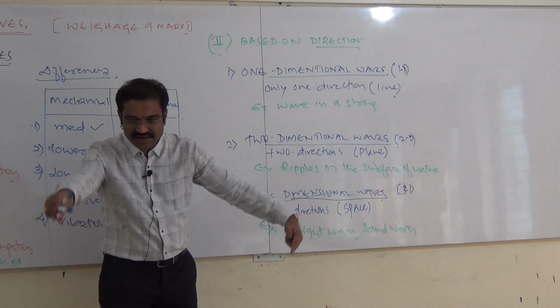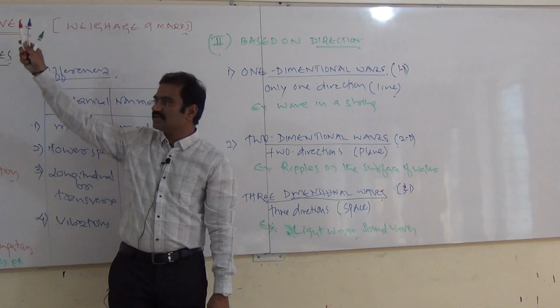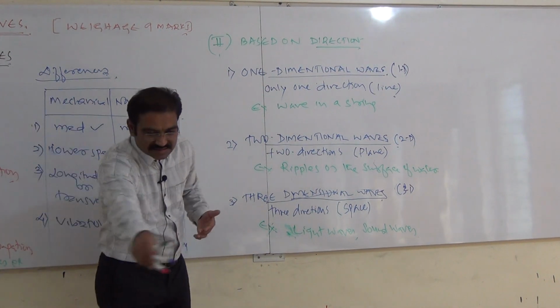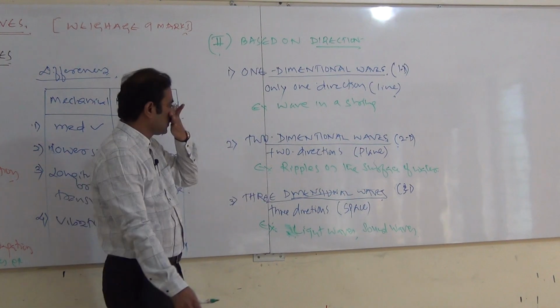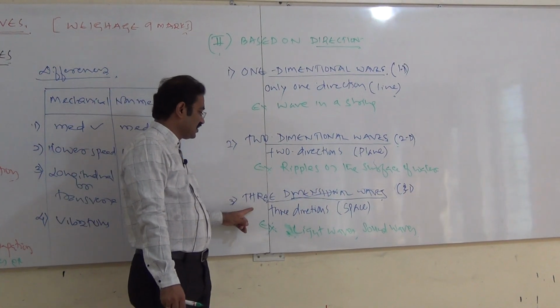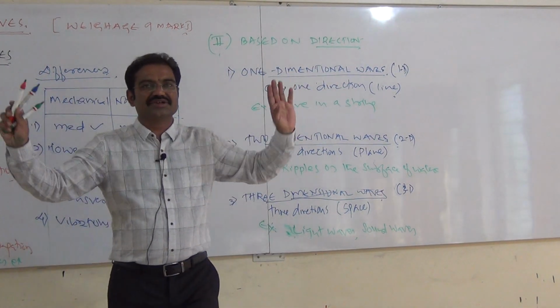So you can say XZ plane. This is x axis, this is y axis, this is z axis. This is called the xz plane. The movement happens in the xz plane. That is called two-dimensional. Three-dimensional means it propagates in all the directions.